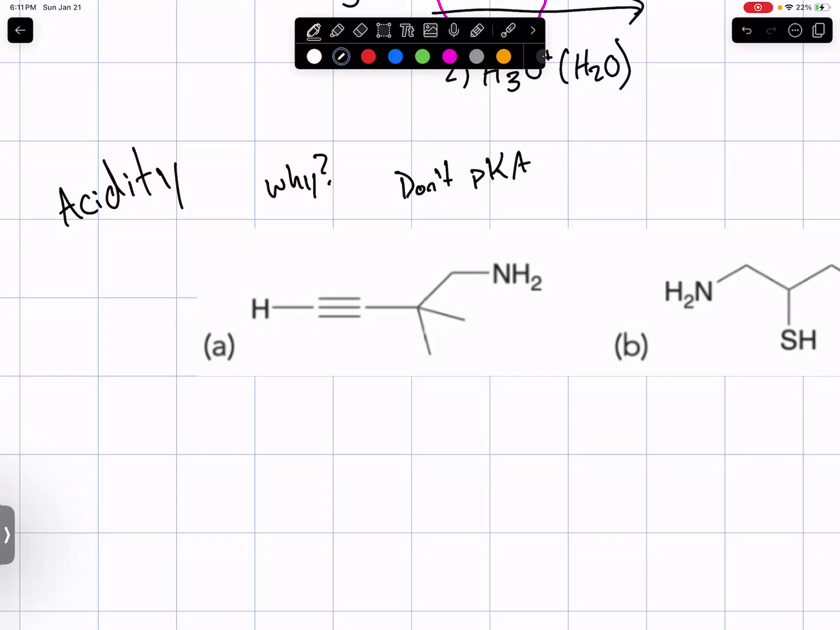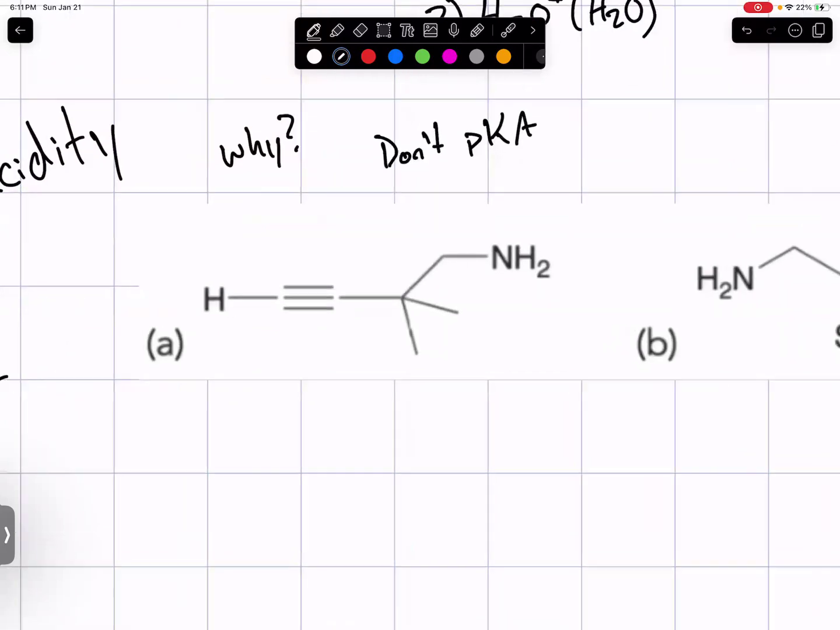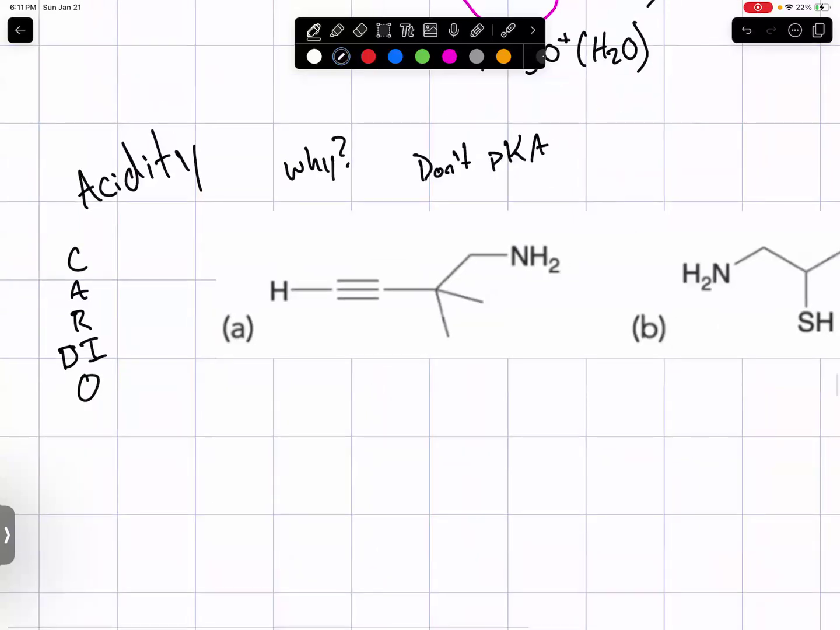Cardio. There you go, cardio. I hope everybody did their cardio today. At least 20 minutes every single day for a healthy, aerobic, cardiovascular fitness.